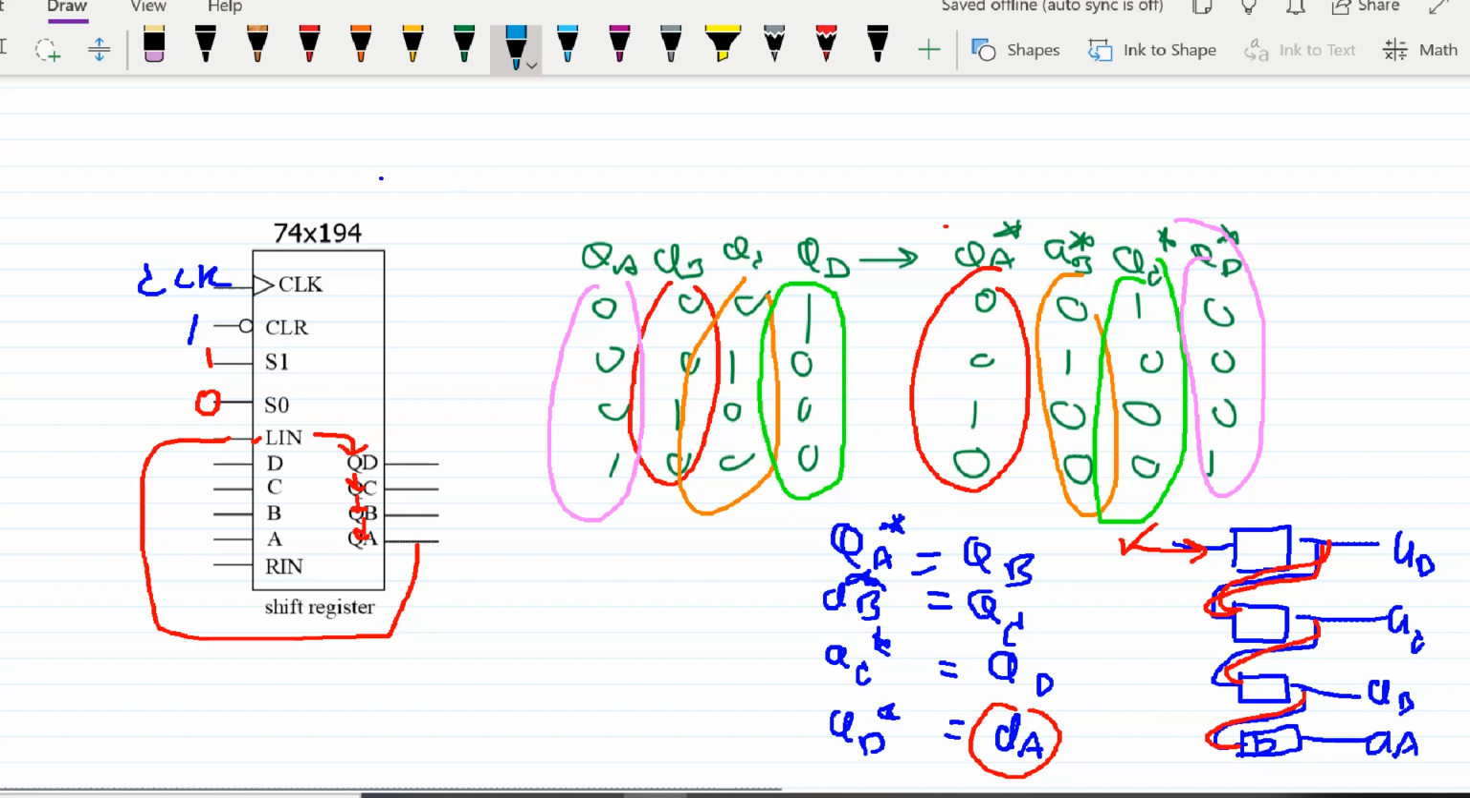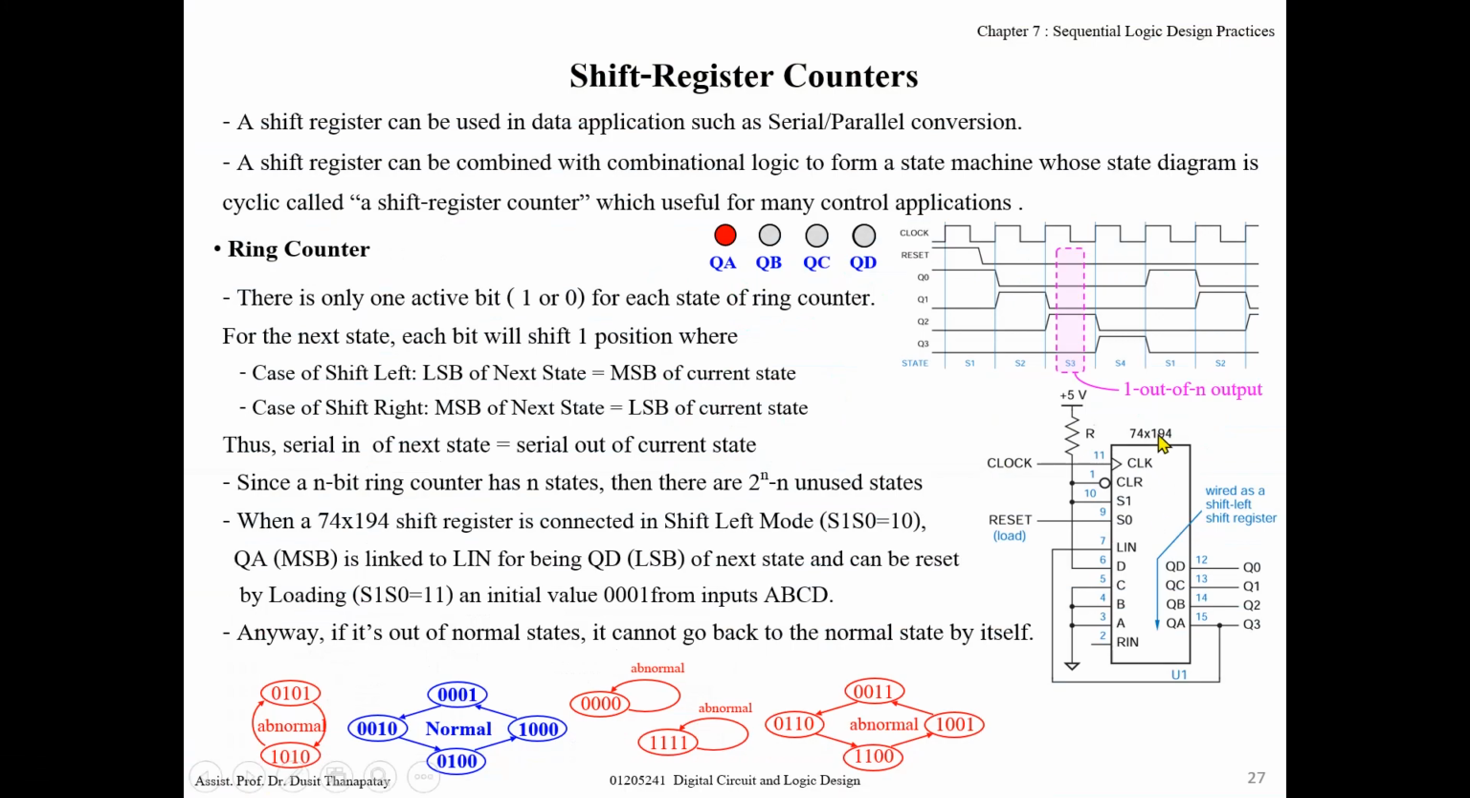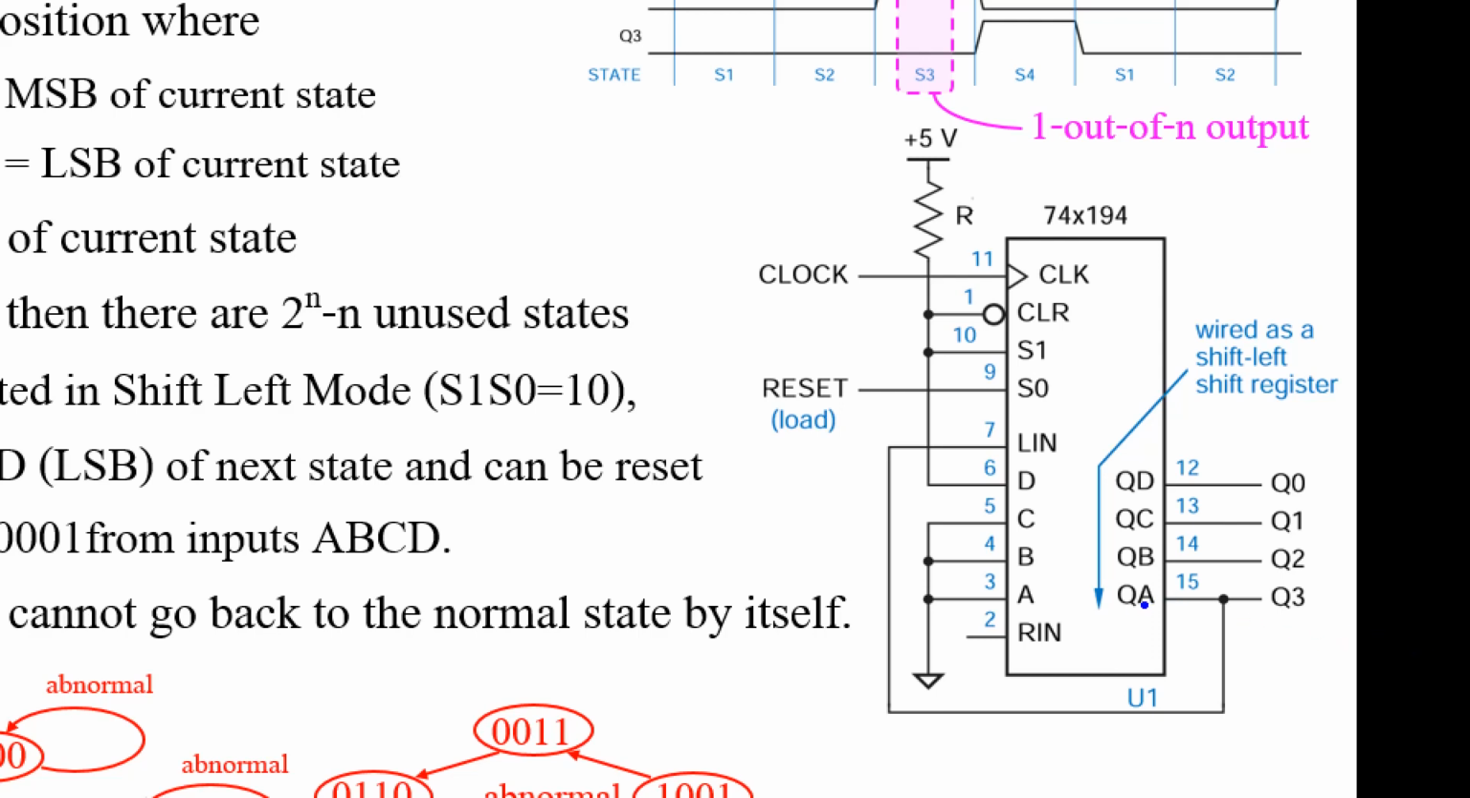So you can implement a ring counter by using this IC 194, like this. Connect like this. Connect to L in. Okay. And in this case, use S1 as 1, right? And S0 as 0 for shift left.